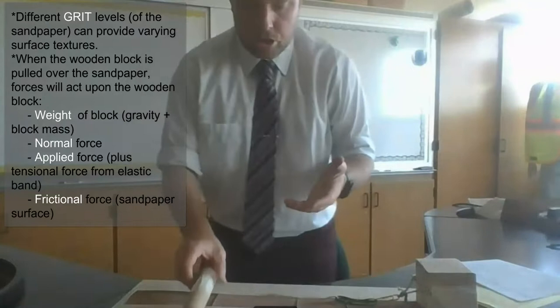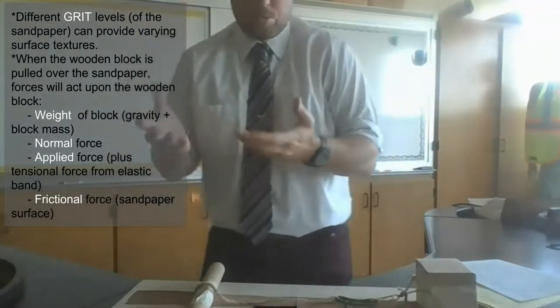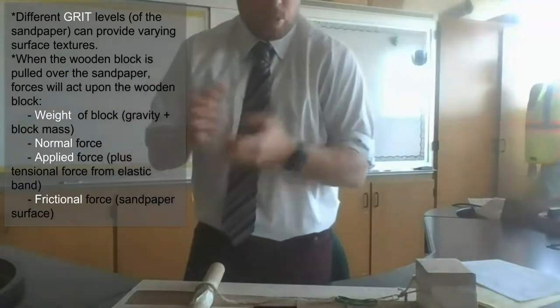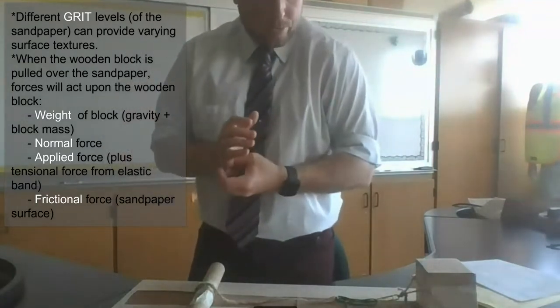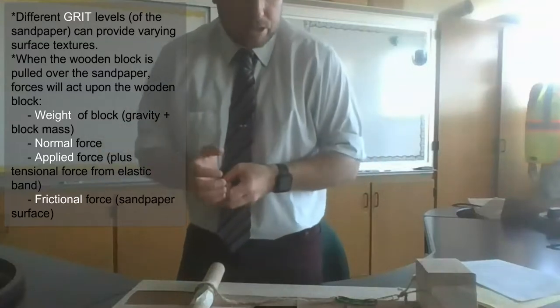Friction is a force created when two surfaces or two materials move past each other and rub together, and friction can work against movement and slow things down.